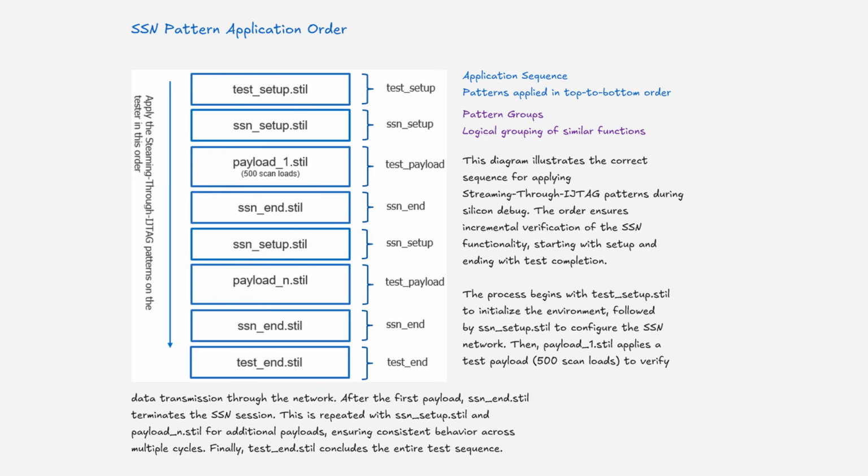After the first payload, SSN end.stil terminates the SSN session. This is repeated with SSN setup.stil and payload end.stil for additional payloads, ensuring consistent behavior across multiple cycles. Finally, test end.stil concludes the entire test sequence.